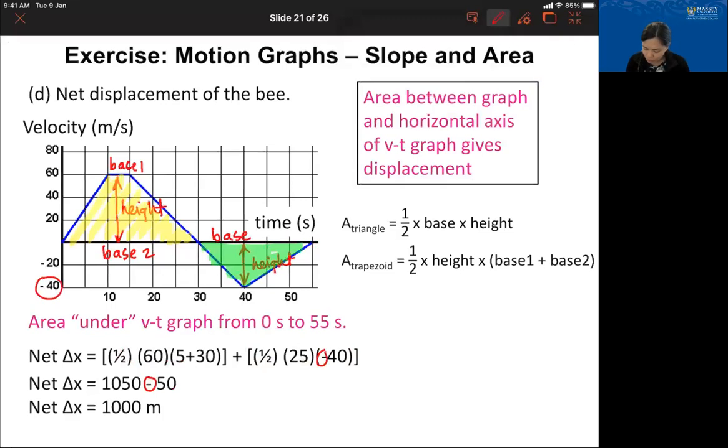550. So I'm not quite sure how 550 came about. Oh, miscalculation. Okay, good. All right. So 1,000 meters should be, yeah.